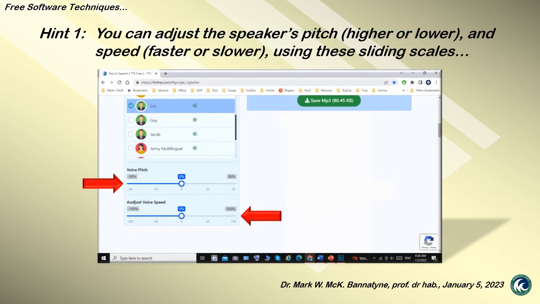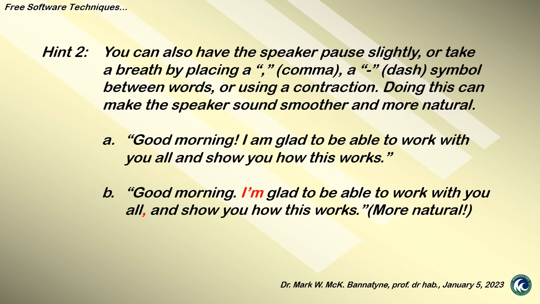Here's a hint that will help you. You can adjust the speaker's pitch, higher or lower, and speed, faster or slower, using these sliding scales. You can also have the speaker pause slightly, or take a breath by placing a comma, a dash symbol between words, or using a contraction. Using these tricks can make the speaker sound smoother and more natural.